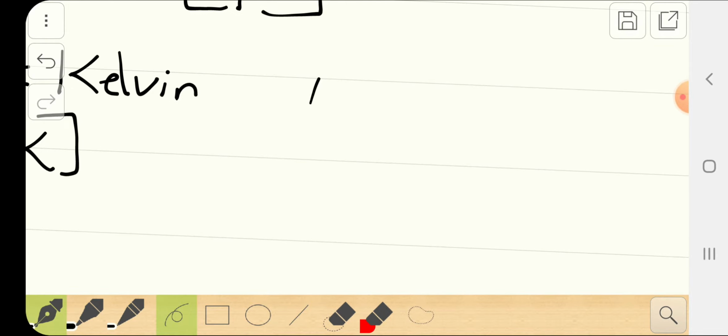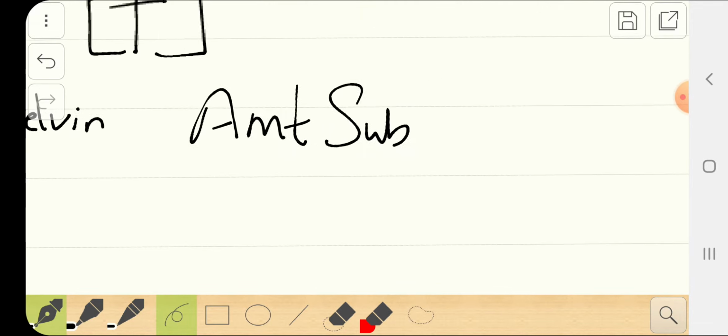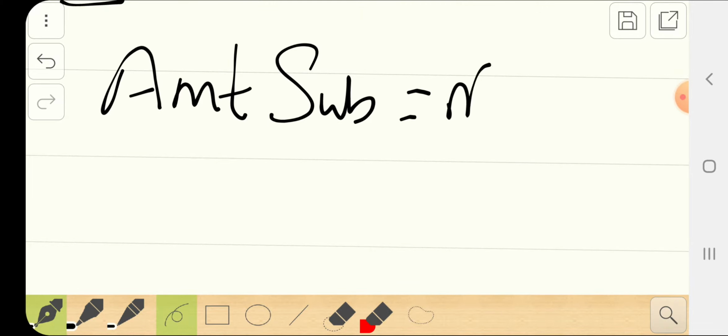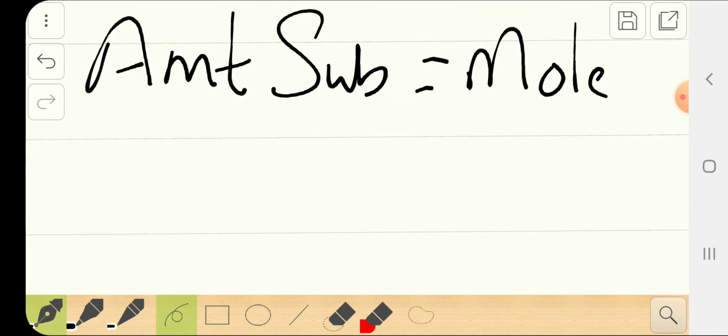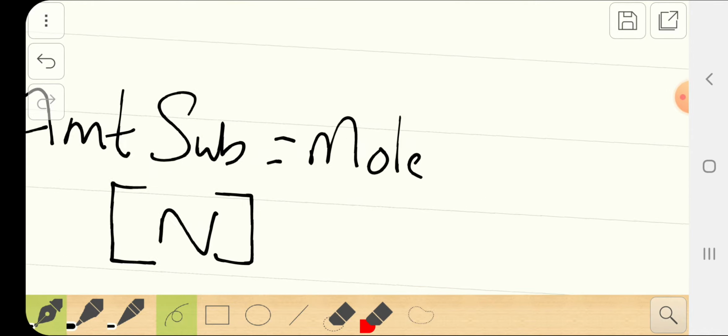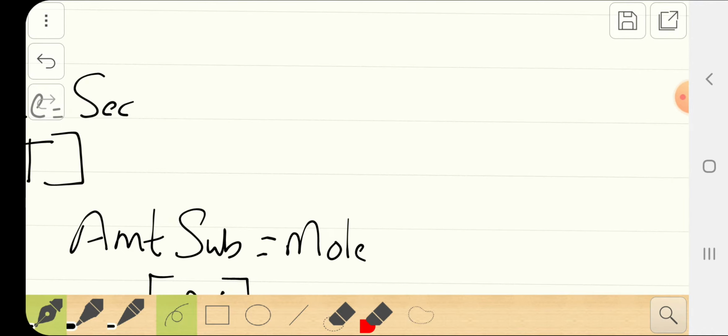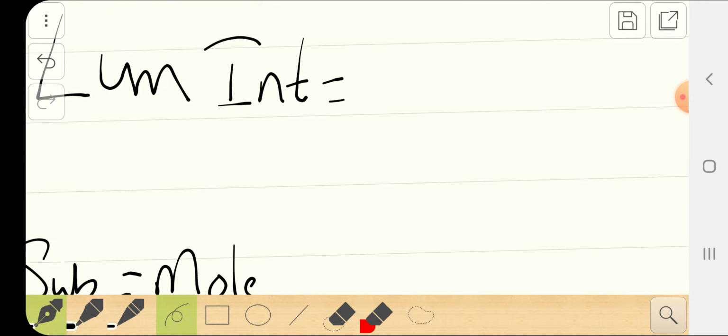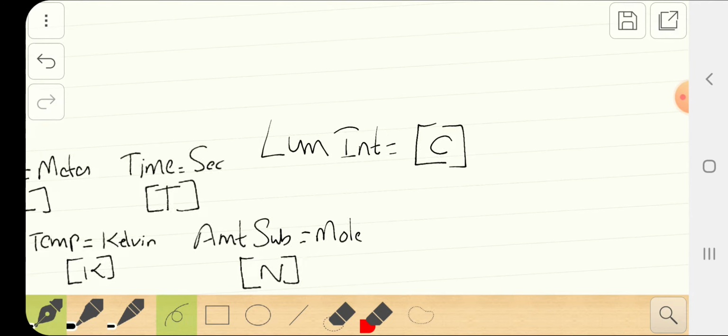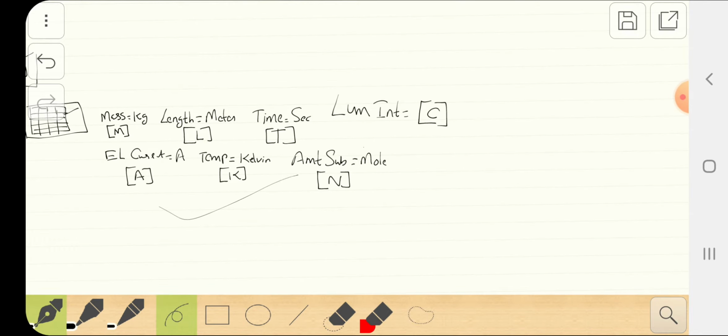You have the amount of substance, which is represented as mole. So you use N for that symbol. And then there is luminous intensity, which is the amount of light in a place, the intensity of light. You use candela for that. Okay, candela. So that's our 7 unit system.